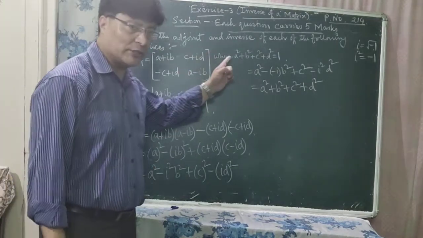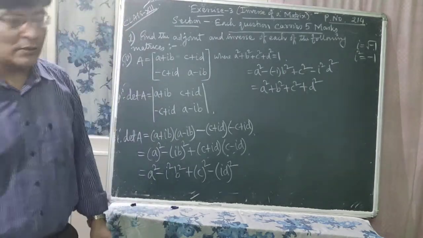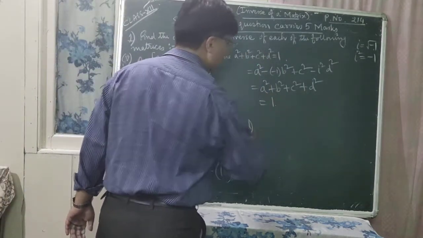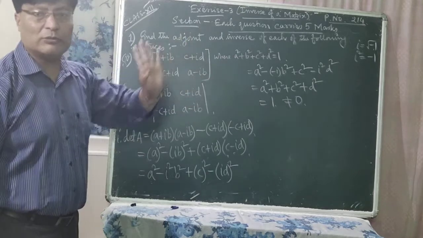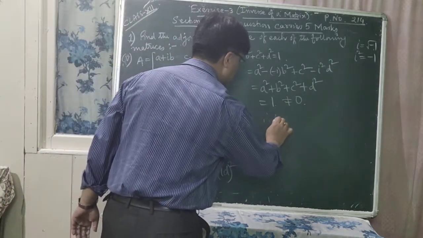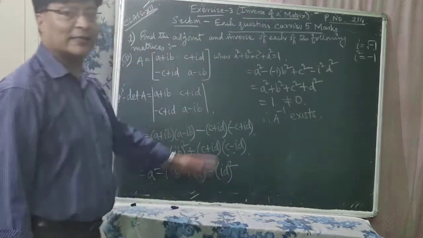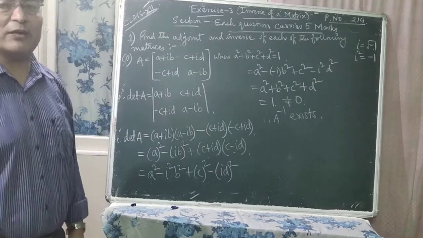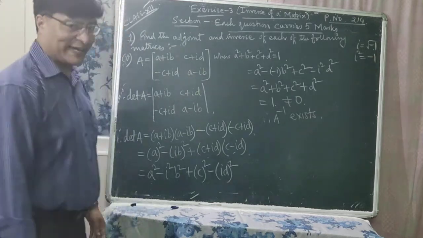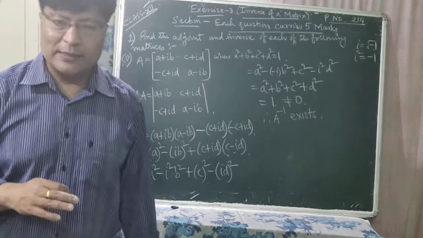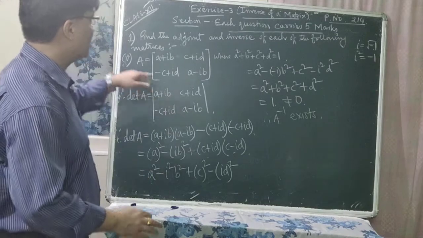But in the question, the value of A square plus B square plus C square plus D square is given, which is equal to 1, right? So it is not equal to 0. That means det A is not equal to 0. Therefore A inverse exists. So you can find out the inverse of the given matrix A. Okay, so let us write down the cofactors. In order to get the inverse of the given matrix, you have to find out the cofactors of each element of the matrix A.